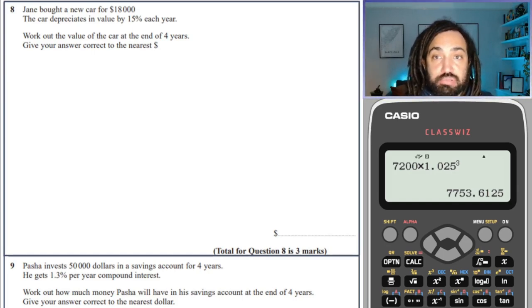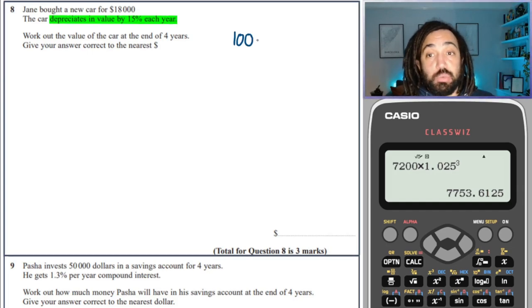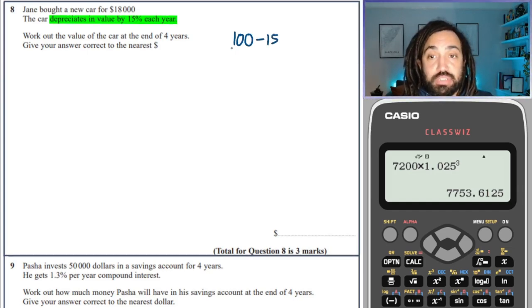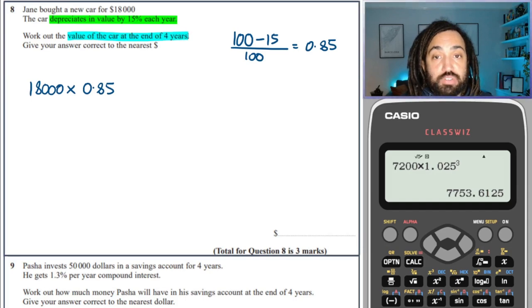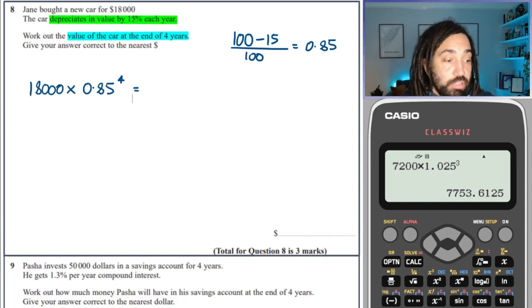Okay, Jane bought a new car for £18,000, and the car depreciates in value by 15% each year. So I start with 100%. Depreciates means to take away, so minus 15%, and then divide it by 100 to get my multiplier, and that will be 0.85. I then take the original amount and multiply it by the multiplier, and I want to do that 4 times because it says what's the value of the car after 4 years. So I want to multiply by that multiplier 4 times, and we can do that using the power.